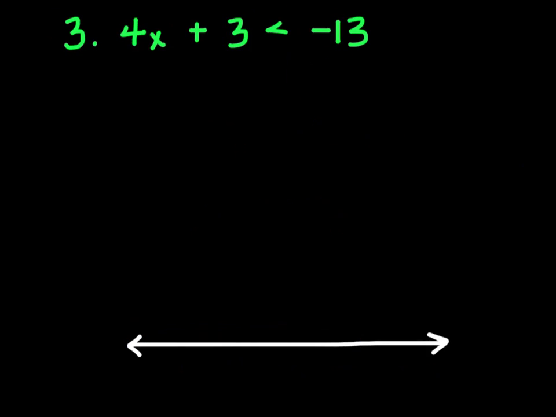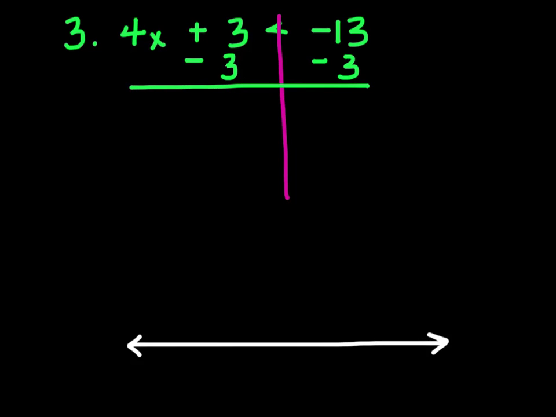Alright, let's try this one. So we have 4x plus 3 is less than negative 13. I'm going to go ahead and draw my line and start solving this inequality. The first thing I can move away from the x is this 3 here. I'm going to do that by subtracting it. So we have now 4x, 3 minus 3 cancels out, so 4x is less than negative 16.